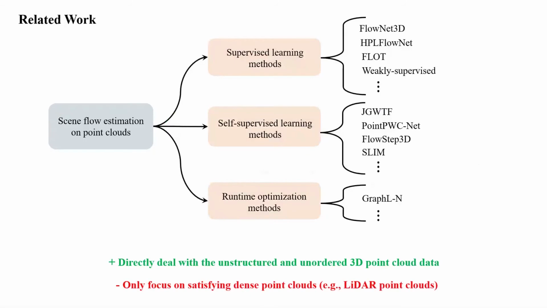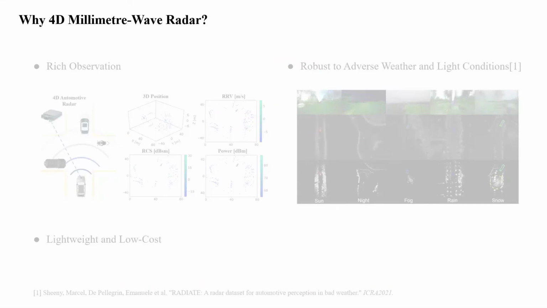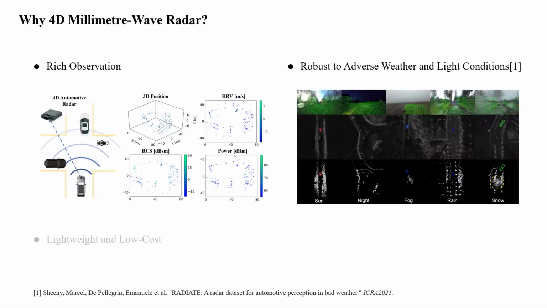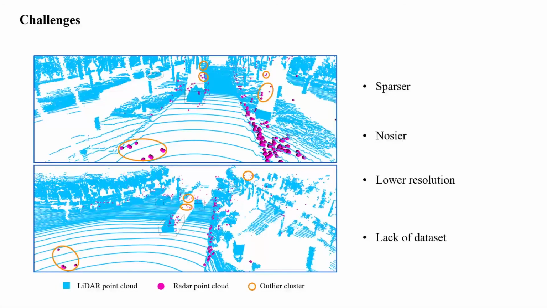However, the methods focus on dense point clouds and cannot be readily applied on data of higher sparsity, for example, 4D millimeter wave radar point clouds. As an emergent sensor, 4D millimeter wave radar has many advantages over LiDAR. It provides radial velocity measurements, it is robust to adverse weather and different lighting conditions, and is lightweight and low cost.